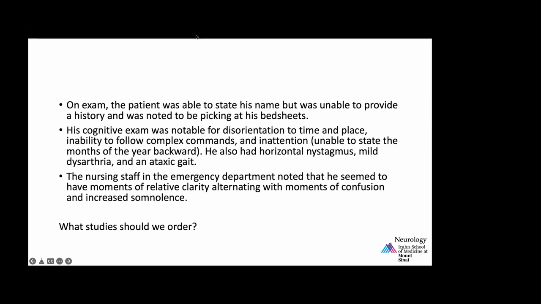I'm seeing more things on the chat. Yeah, could be Wernicke. The nursing staff noted that he seemed to have moments of relative clarity and then some moments of confusion and increased somnolence. So I think I've heard some ideas of studies. We talked about a phenytoin level, I saw that. I saw, well, if it's uremia, we can check his renal function. Anything else, any specific infectious studies you'd want? Yeah, a UA, let's get a BMP and a CBC, great.